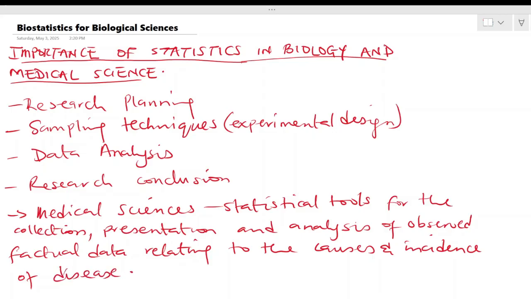Okay, and these are very paramount, because it involves statistical tools for both the collection and presentation of these samples, or whatever is collected, and the analysis that gives factual data relating to the causes and incidence of disease. So we look at what factual data could mean. Factual data could relate to, I'll take that on the next page.